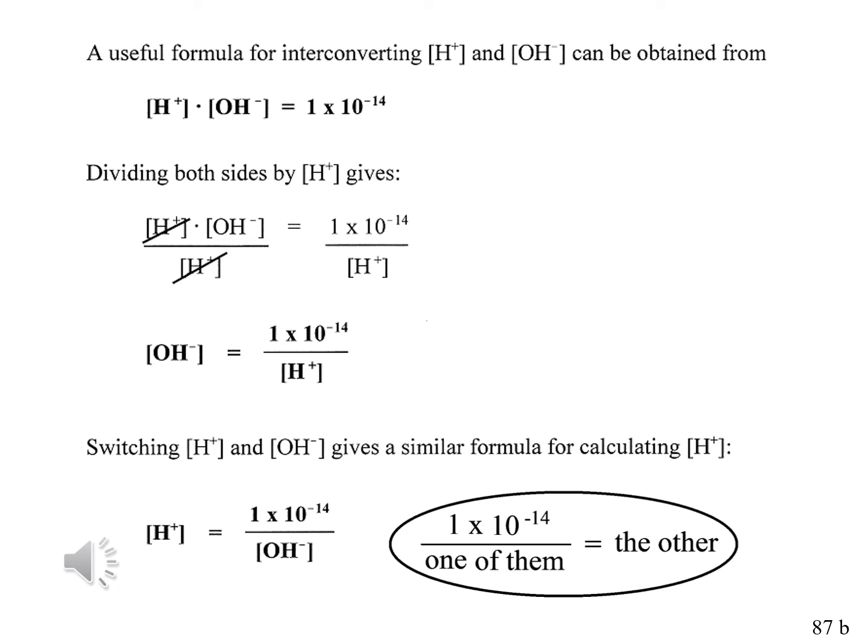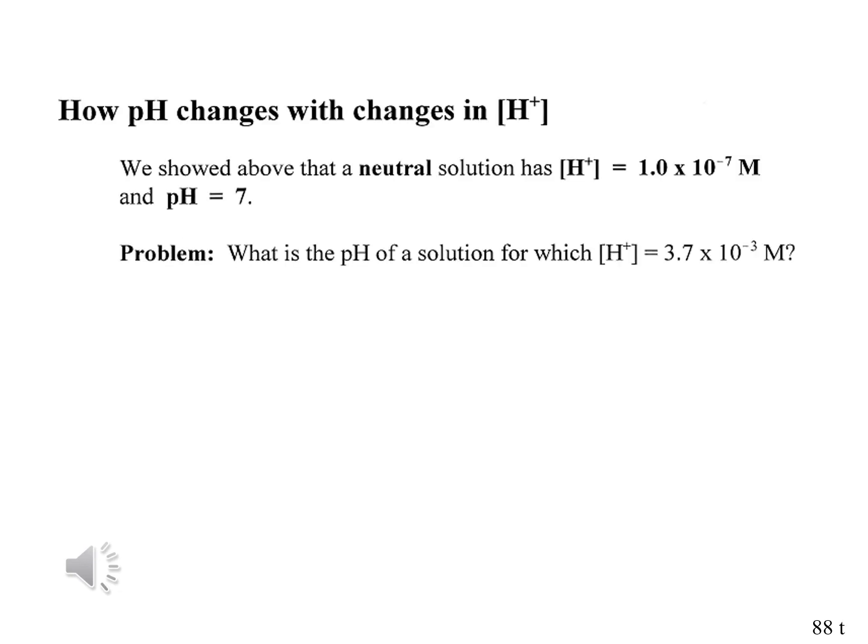I like that better. Now let's suppose, though, that you add acid to a solution. What happens to the pH? If you start with a neutral solution and you add enough H plus so that the concentration goes up to 3.7 times 10 to the minus 3, that is up, because 10 to the minus 3 is a bigger number than 10 to the minus 7. What happens to the pH? You can do this on a calculator.